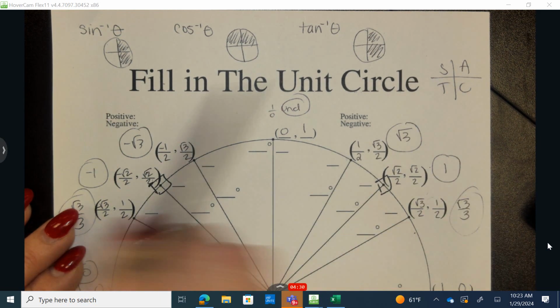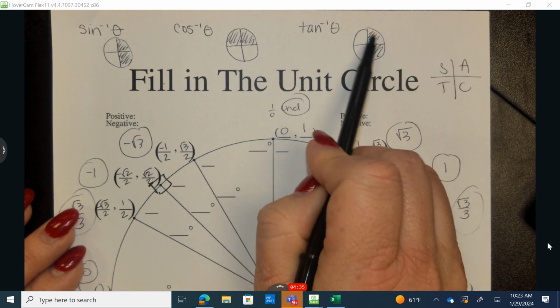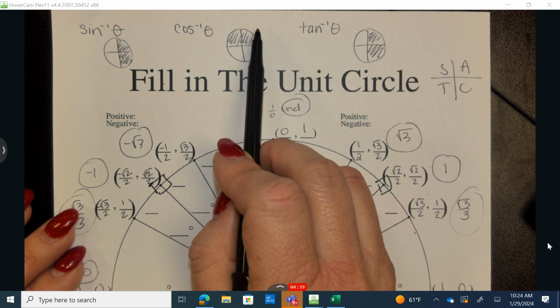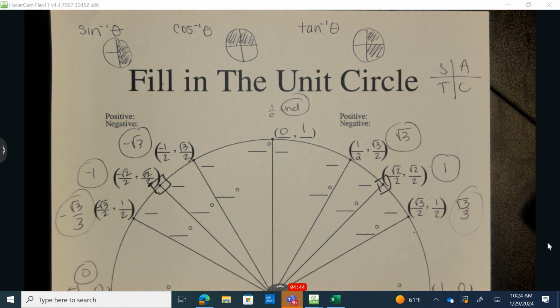Down here, only the cosines. So sines are positive, sines are negative. Here, tangents are positive, tangents are negative. And likewise for cosine. Think of it like the x values. Here the x's are positive, and here the x's are negative. All right, let's get started.